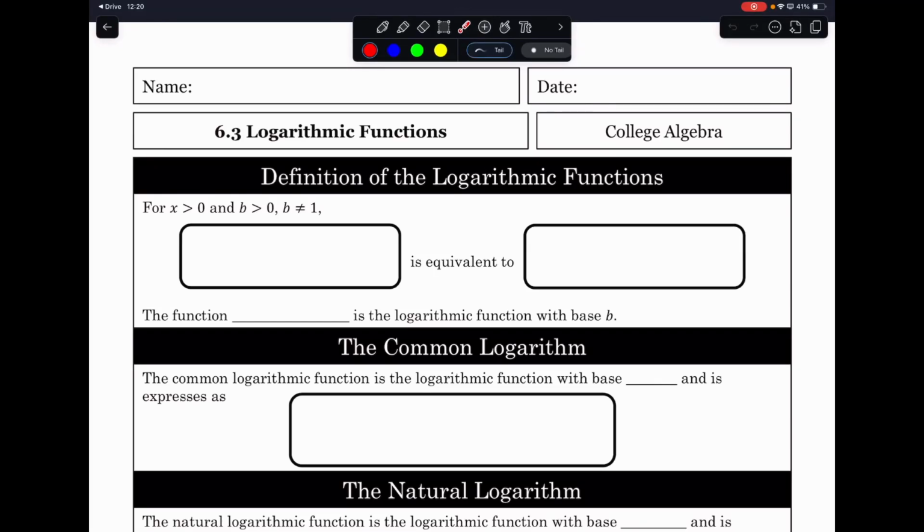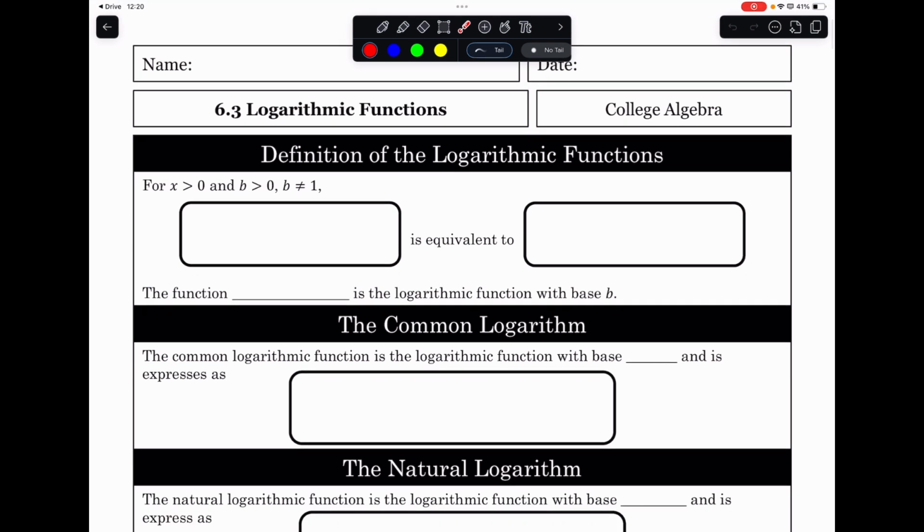In lesson 6.3, titled Logarithmic Functions, we're going to begin by defining what a log function is and focusing on how to rewrite it as an exponential equation and how that applies to evaluating log functions. Let's begin, like I said, with the definition of a log.